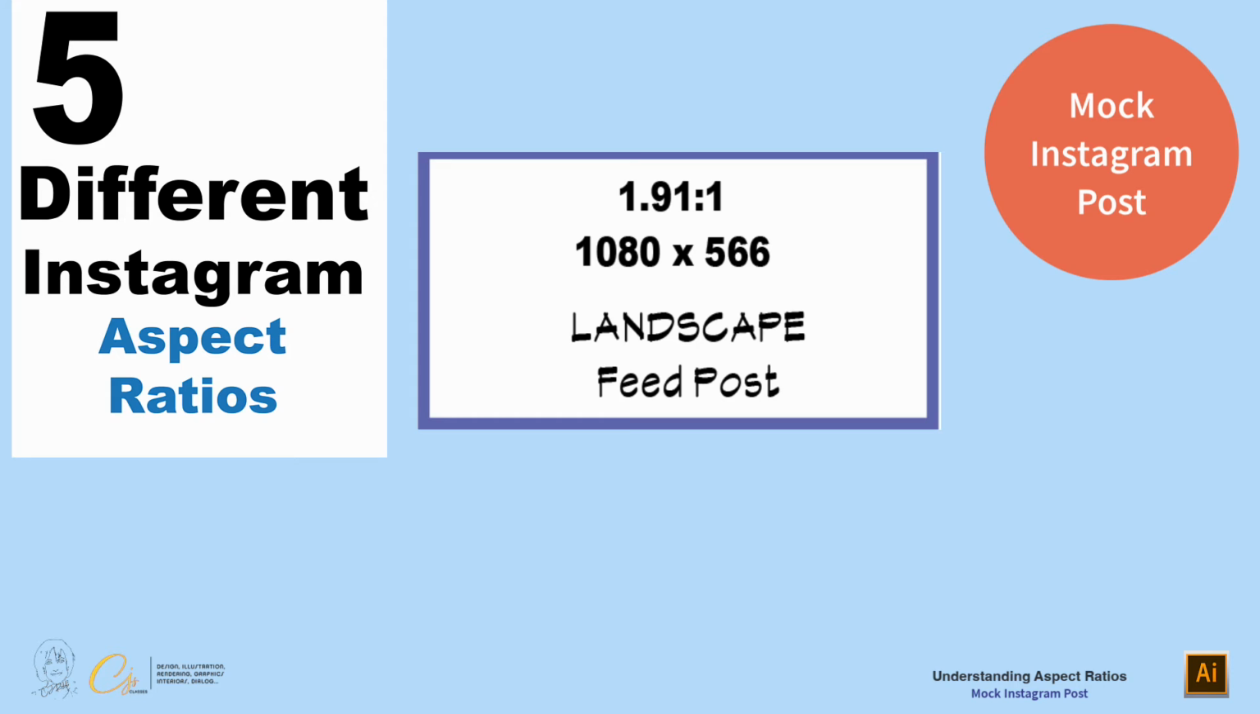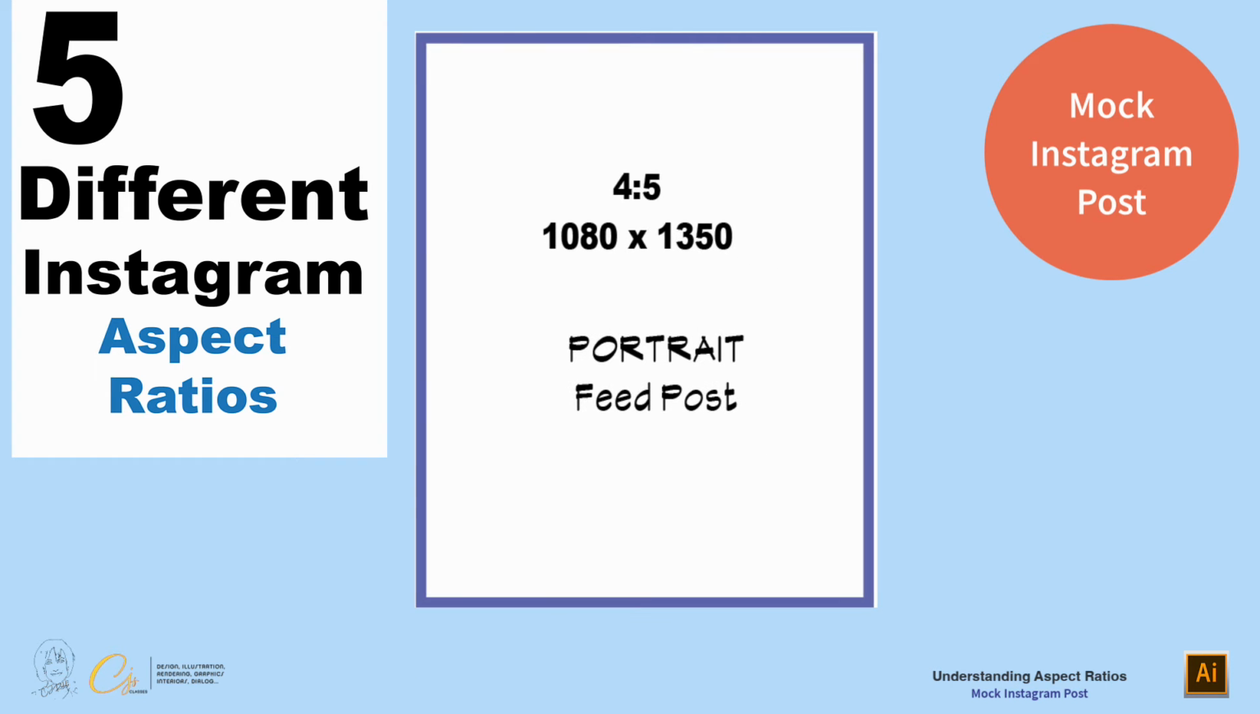For information only, the additional standardized postings for Instagram include the following: a landscape orientation feed posting that is 1080 pixels wide by 566 pixels in height. This is a 1.91 by 1 aspect ratio. The next format is the portrait feed posting that is 1080 pixels wide by 1350 pixels in height. This format has a 4 by 5 aspect ratio.